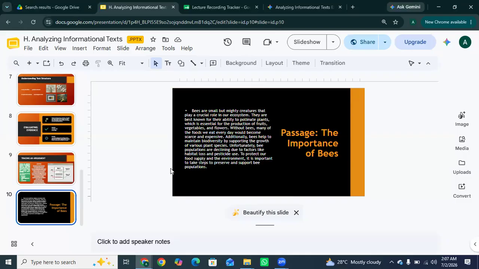The main idea of the passage is that bees are incredibly important because they pollinate our plants, which gives us fruits, vegetables, and flowers. Sadly, bee populations are dropping because of pesticides and losing their homes. The text concludes that we must protect bees to save our environment and our food supply.